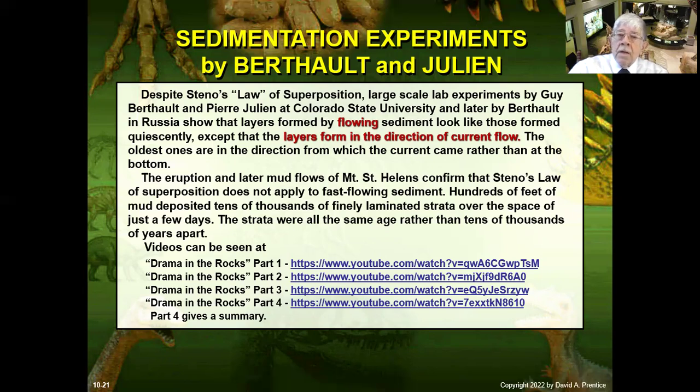So the eruption and the later mud flows at Mount St. Helens confirm that Steno's law of superposition does not apply to fast flowing sediment. Hundreds of feet of mud deposited tens of thousands of finely laminated strata, and they were essentially the same age.